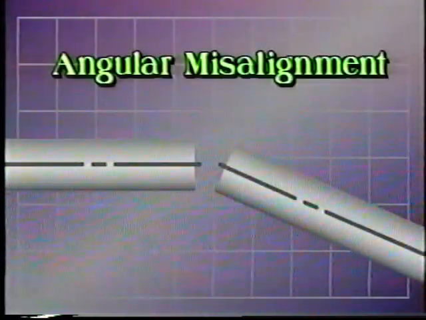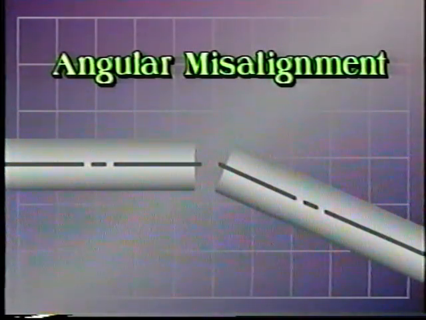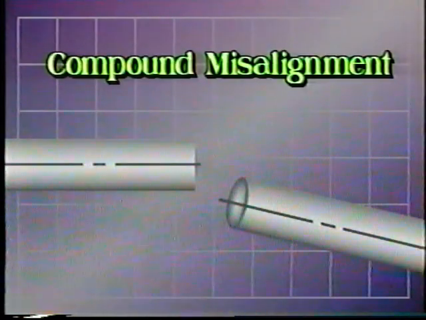Shafts can be misaligned in 3 different ways. First, there is parallel misalignment. This is where the shafts are not lying along the same center line. One may be higher or lower than the other, or off to one side. Angular misalignment may also occur. This happens when 2 shafts intersect at an angle to each other. Most often, misalignment is a combination of these two, compound misalignment.